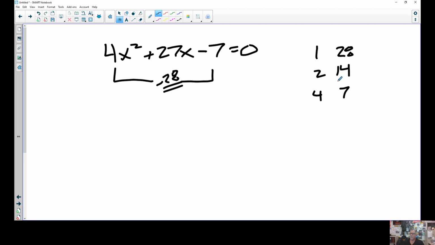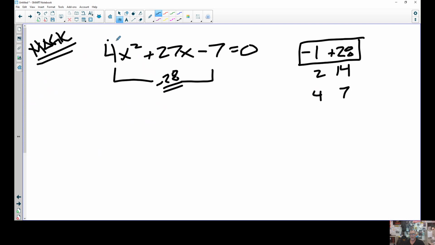So I need this pair of numbers here that multiply to negative 28, but add to positive 27. Well, it looks like there's a difference of 27 right here. So if I do positive 28 and negative 1, it would work, right? So this is where the magic comes in, guys. This is what I'm going to call the magic method. I didn't create this. It was called the magic method.